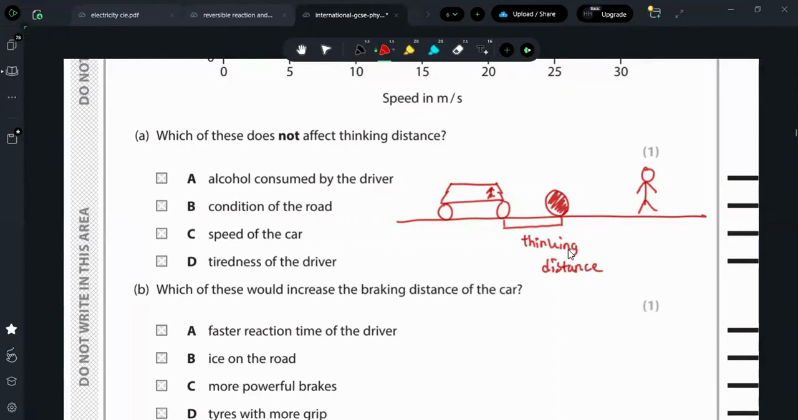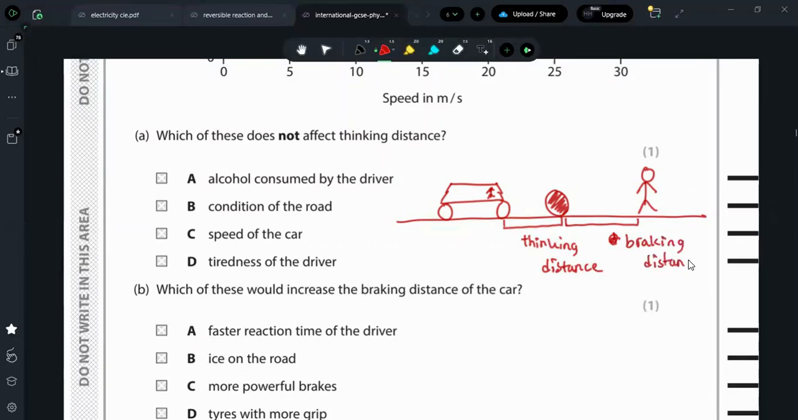After the driver applies the brake, the car does not stop instantly. Why? Because according to Newton's first law of motion, a moving car will want to stay in motion due to its momentum, right? Even after braking, the car will take some time for the friction between the tires and the road to counteract the motion completely, and then it will stop. So the distance the car travels after applying the brake, we call it braking distance.